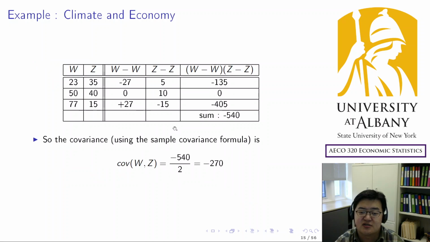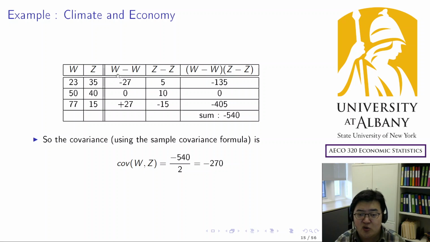from the observations. So W is 23, 50, 77. You have to subtract 50. Then it becomes minus 27, 0, plus 27. GDP per capita are 35, 40, and 15. You subtract 30. Then the deviations become 5, 10, minus 15. By the way, here it's W bar, upper bar. The upper bar is not clearly seen, but I believe you understand.